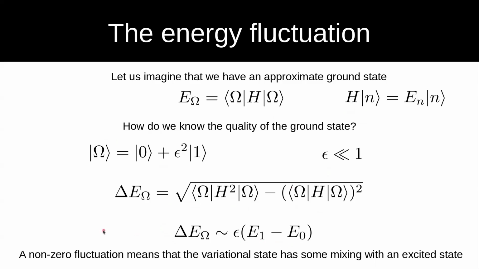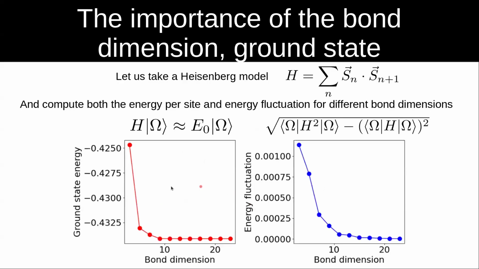So in practice, you can actually know how far from the ground state you are just by computing an expectation value that only involves your variational state, without having to know the actual ground state energy. And this is something that is very important to compute when you have matrix product states. So we can focus on a very specific example.